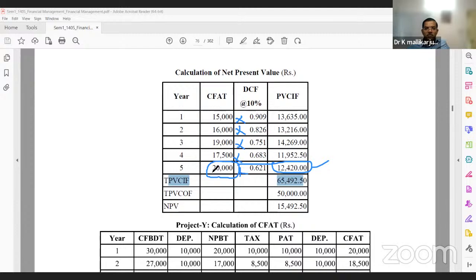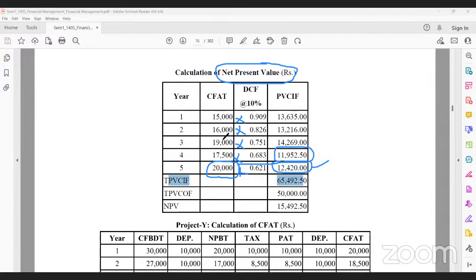This is the future value. So what is our topic here? Net present value. This is the present value, and this is the future value. At the end of the 4th year, the firm may receive 17,500, but today's value is this much.